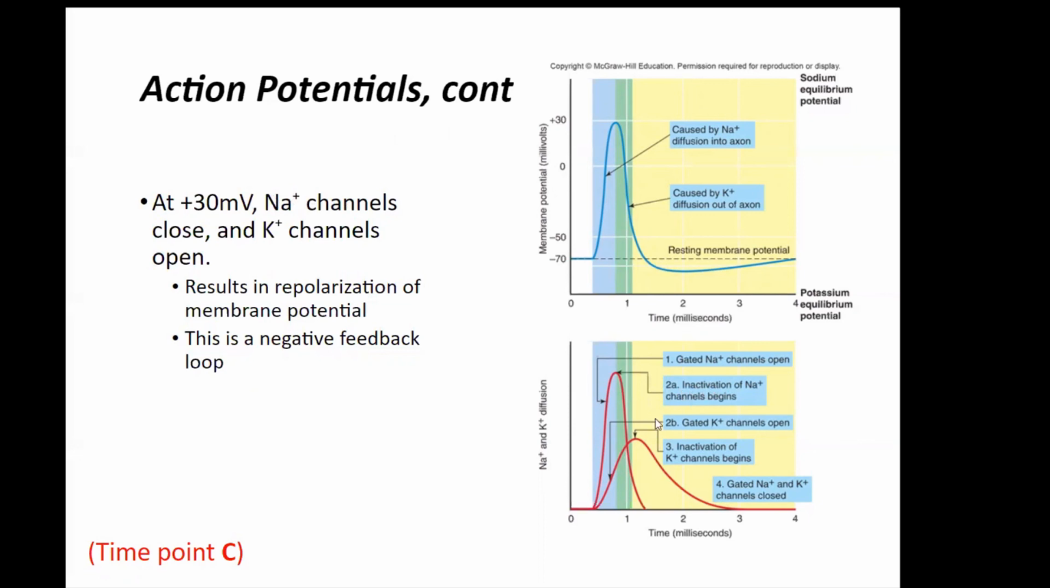The other thing that we have happening here, 2B, is our gated potassium channels are opening. Remember, potassium wants to flow out of the cell, not into it. So it's flowing in the opposite direction than sodium. So it's going to pull the membrane potential down. So we have this membrane potential going down. We're going to refer to this as repolarization. So this is the part of our action potential that's a negative feedback loop as we start to pull that charge back down to the resting membrane potential.